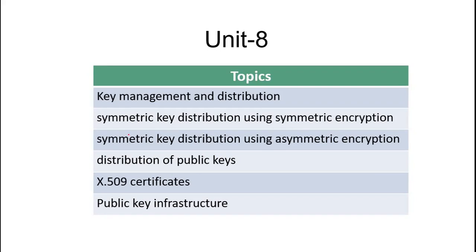In this we discussed mainly three topics: symmetric key distribution using symmetric encryption, symmetric key distribution using asymmetric encryption, and distribution of public keys. In the first portion, symmetric key distribution using symmetric encryption, there is a use of secret key, whereas in symmetric key distribution using asymmetric encryption, there is a use of public key and private key, and mainly it is done by the simple secret key as well as secret key with confidentiality and authentication.